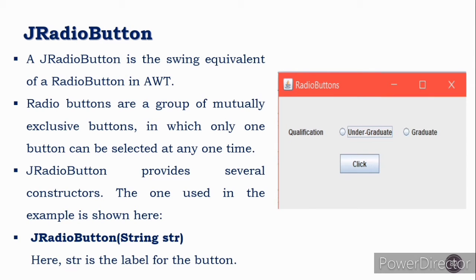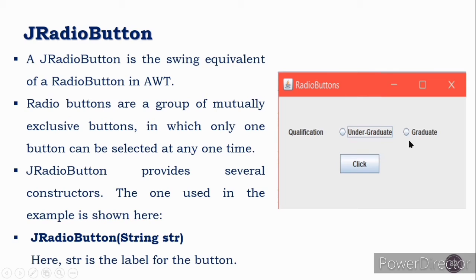JRadioButton is the Swing equivalent of the radio button defined in AWT. Radio buttons are a group of mutually exclusive buttons in which only one button can be selected at any one time. JRadioButton provides several constructors. One commonly used is JRadioButton(String str), where str is the label for the button.